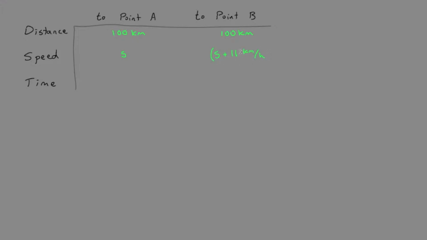So that's important to write as a variable, and you would not want to use different variables like x and y. You always try to use the same variable where possible, because in the next step, when we write the time, we're going to write it in terms of our speed s. Remember that distance equals speed times time, and so time would be distance divided by speed, just rearranging this. So dividing the distance by the speed to point A is 100 over s, and the distance divided by speed to B is 100 over s plus 11.